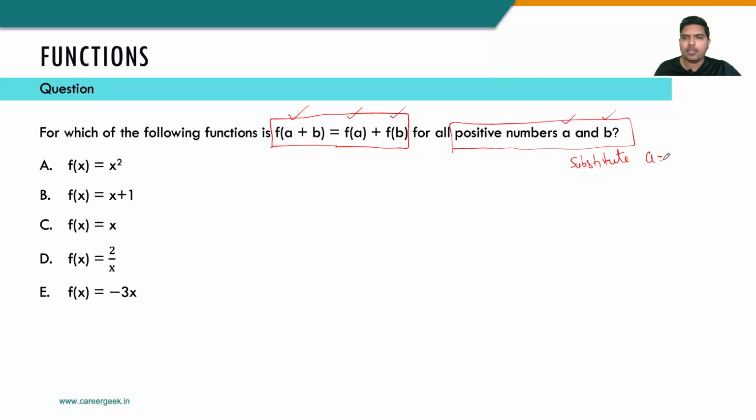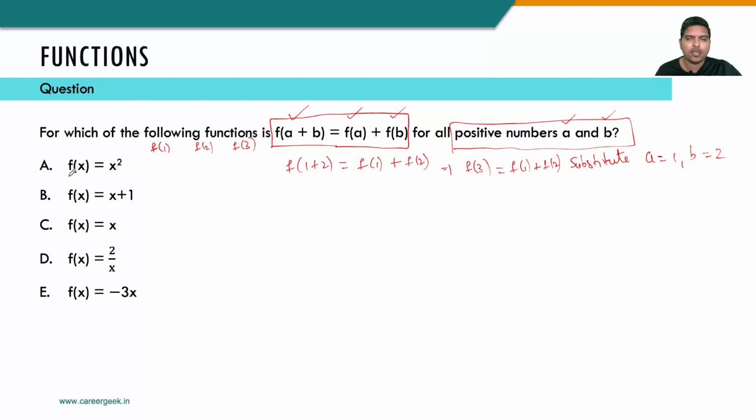So I would just take, let's say a is 1 and b is 2. So in that case, what is it that I have to check? I have to check that f of 1 plus 2 is equal to f of 1 plus f of 2. That means f of 3 is equal to f of 1 plus f of 2. So for all these functions, what I need to find? f of 1, f of 2, and f of 3.